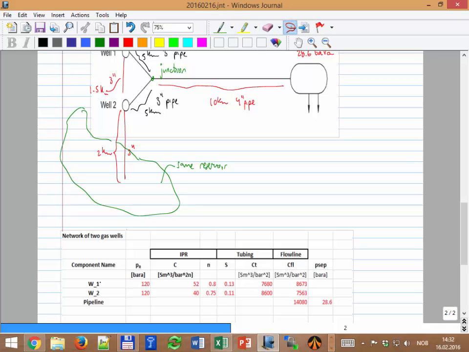We said, okay, here we have well 1 and well 2, all the data. But then for the flow line, I'm just putting another element. Okay, and I say the pipeline has 10 kilometers. Okay, and this is the resistance. And it's a horizontal pipeline. Let me just put that here.